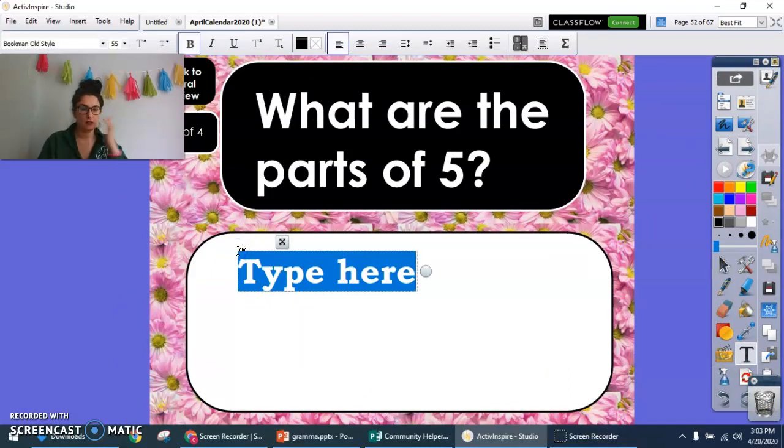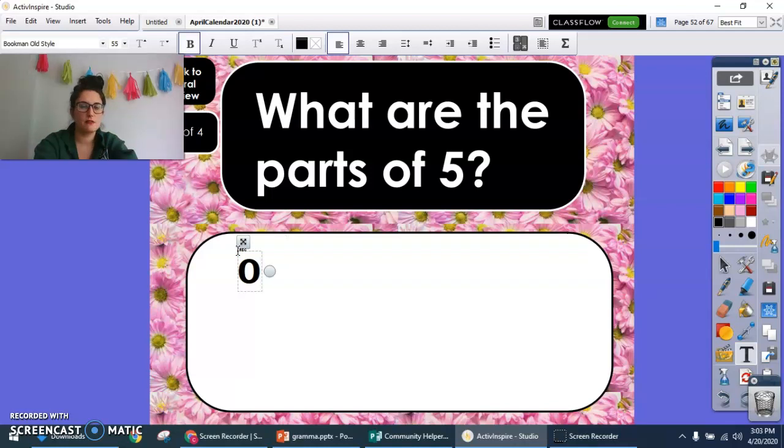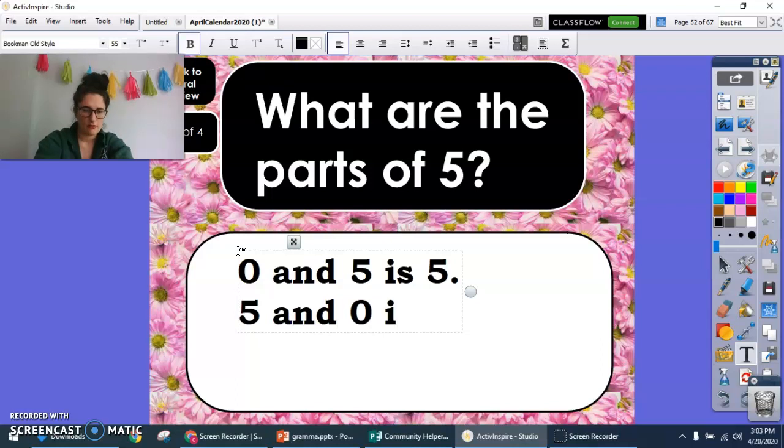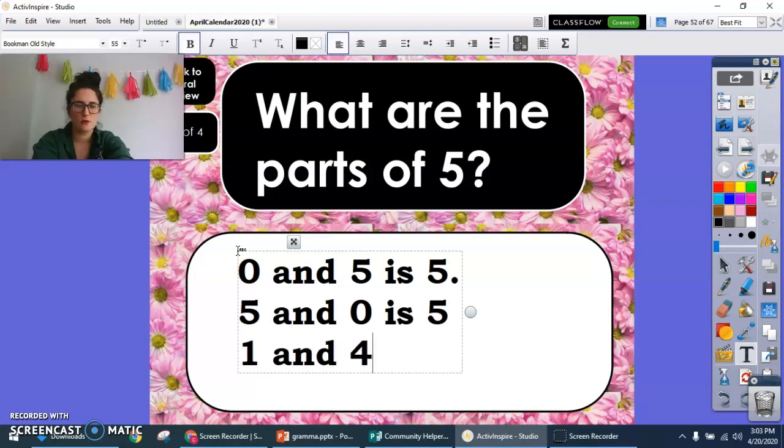All right, so the first thing we're going to do is start with our 0. So 0 and what? 5 is 5. Oh, there we go. All right, now we're going to flip-flop them. So that means that we're going to start with 5 and then put and 0 is 5. All righty. Now we're going to start with 1. 1 and how many is 5? 4. 1, oh, that's 11. That's not right. Oops, 1 and 4 is 5.